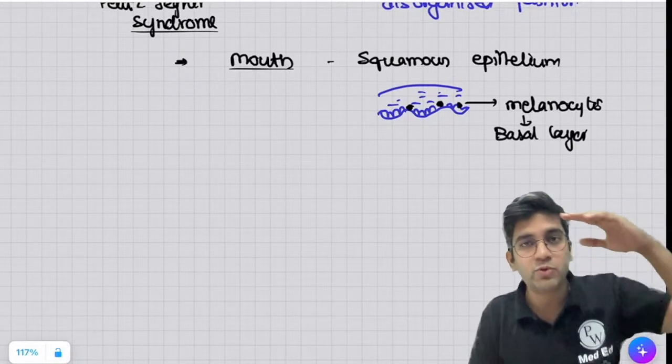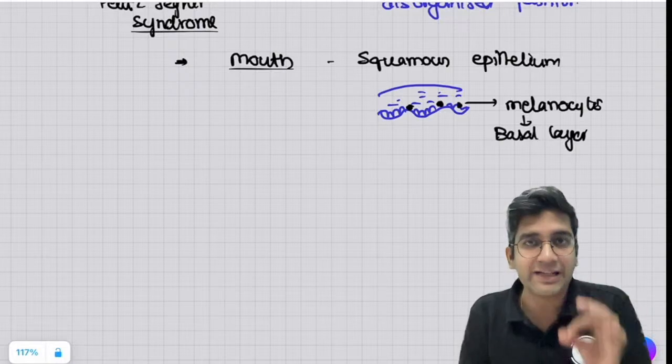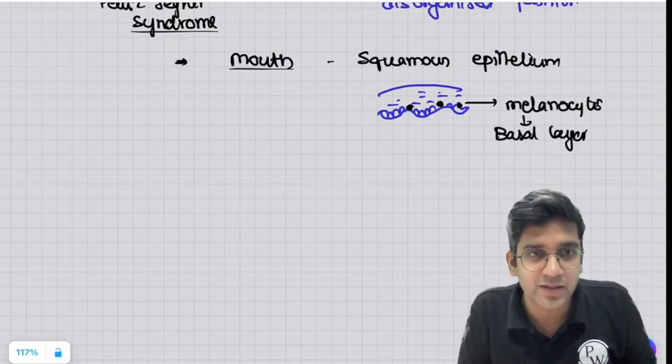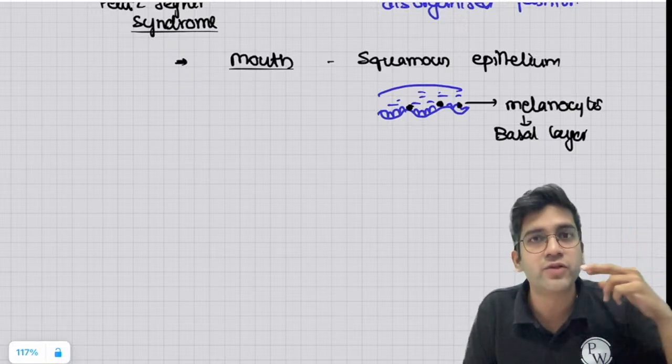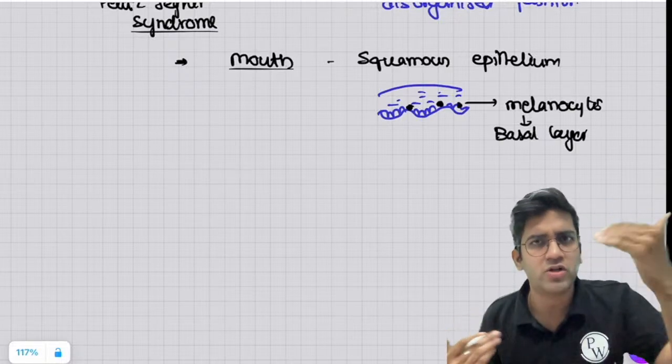And who told them to go to the basal layer? My STK11. My STK11 told, see, you are a melanocyte, you should be in the basal layer only, because that's maintaining the polarity of squamous epithelium, right? And the topmost layer will be keratin or stratum corneum.